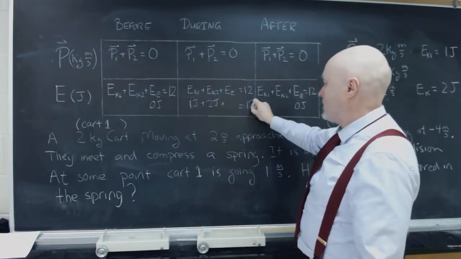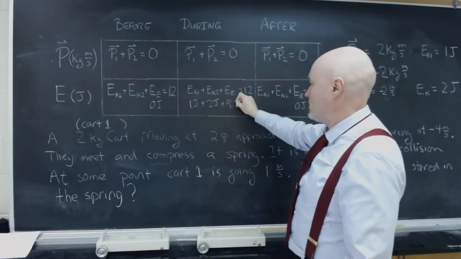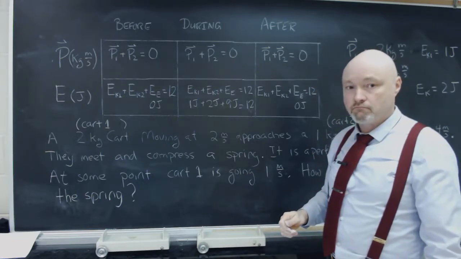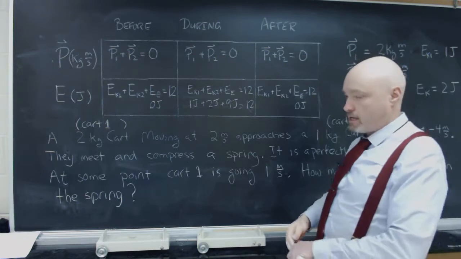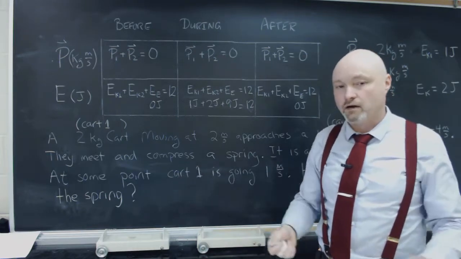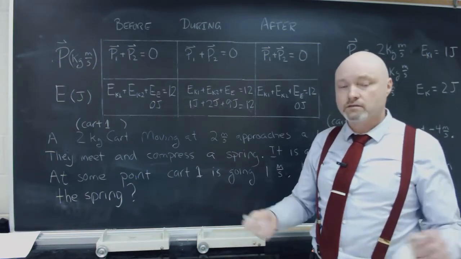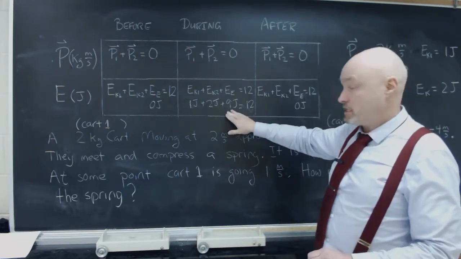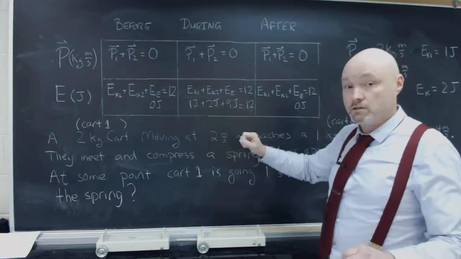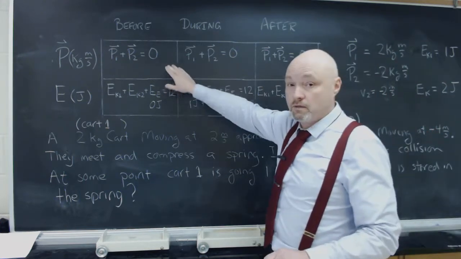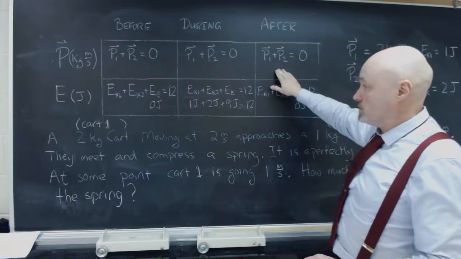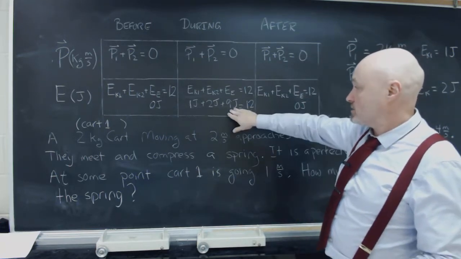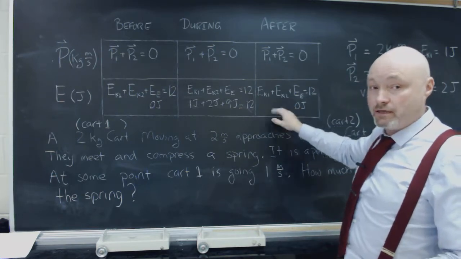And because everything has to add up to 12, we know that there are 9 joules of elastic potential energy stored in our spring. From there, we could go on and say if the spring is compressed so far, what's the spring constant, all that sort of thing. But this tells us how much elastic potential energy is stored in the spring. So once again, the key is momentum is conserved throughout the collision. Energy disappears from kinetic energy into elastic potential energy and then is released back out as kinetic energy.